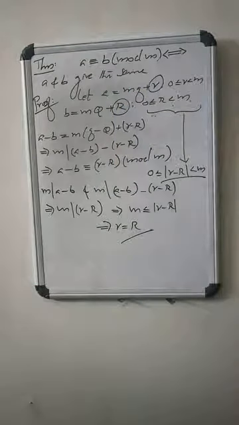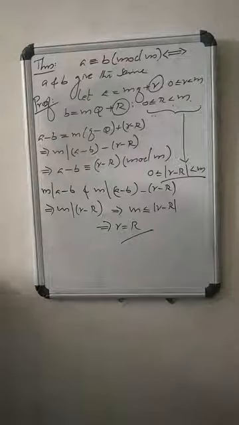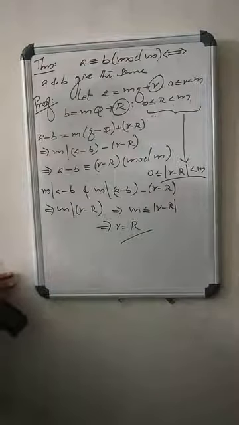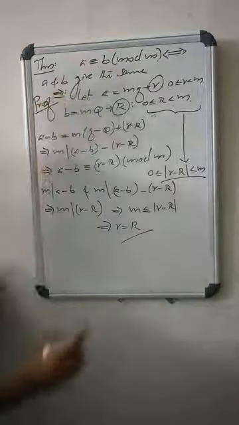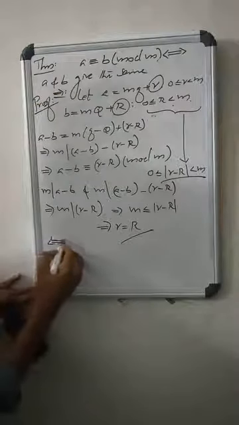That is, if a is congruent to b mod m, then a and b give the same remainder when divided by m. So the first part is immediate. The first part is finished. Now the reverse implication is also immediate.